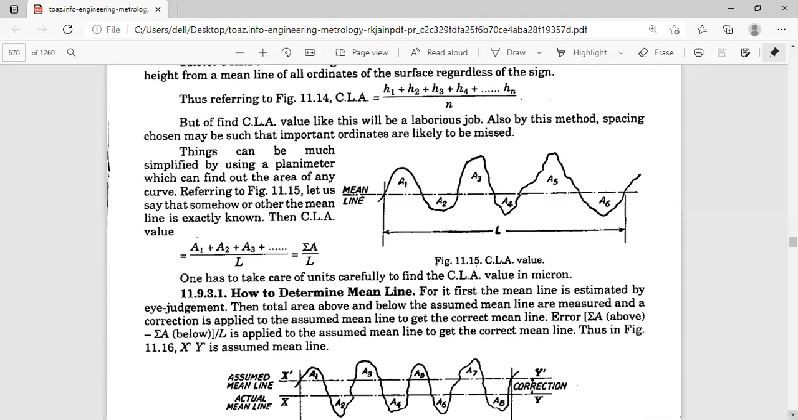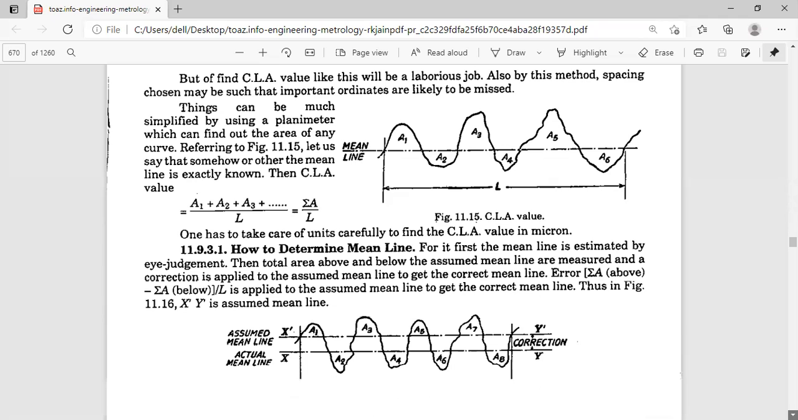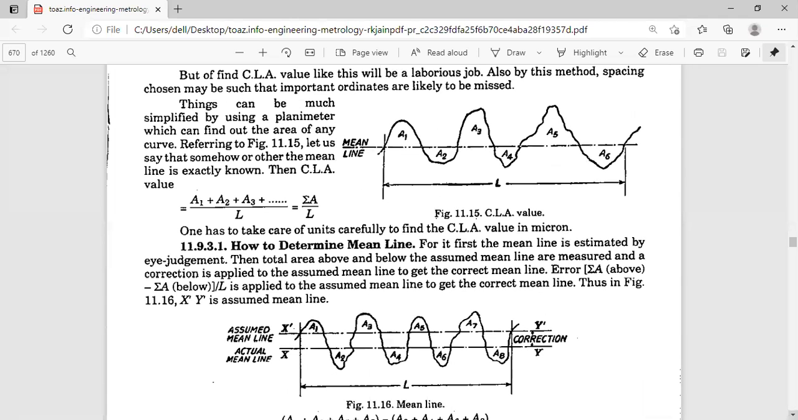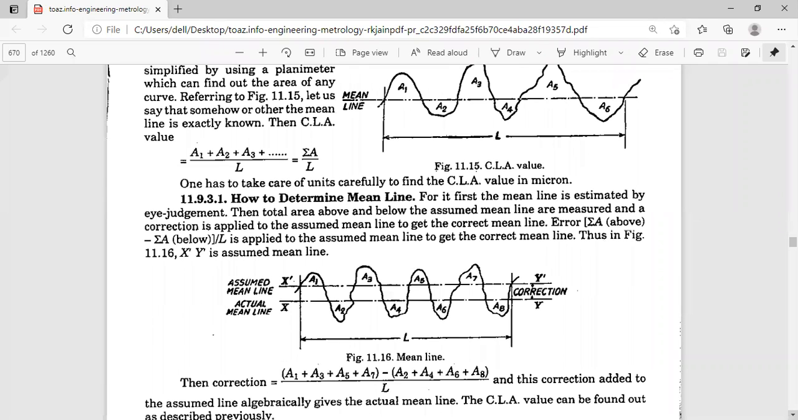How to determine the mean line is given here. This is how you take the correction: the sum of the areas above, minus the sum of the areas below, divided by capital L. What is capital L? The sampling length. That's how you calculate the correction. Here the formula is not given, but I have told you how to go for the correction.